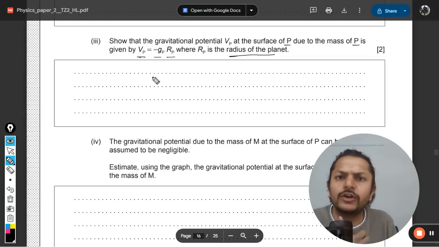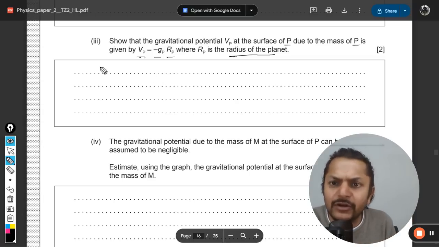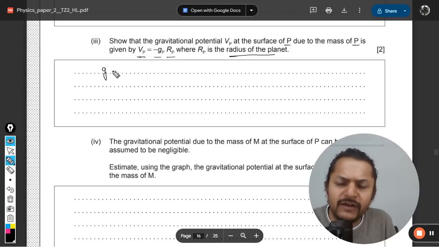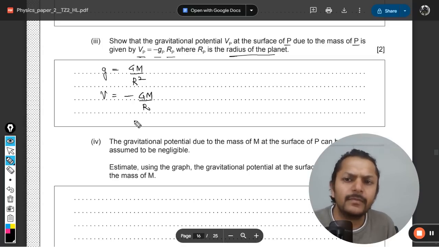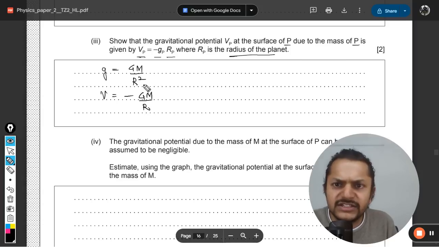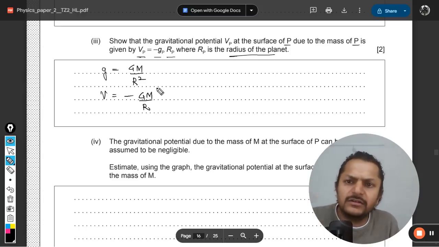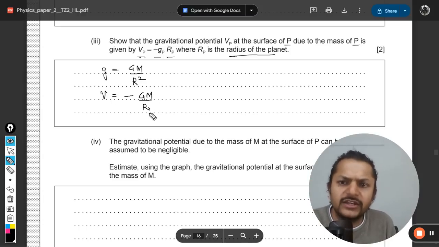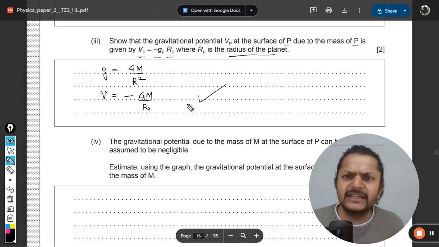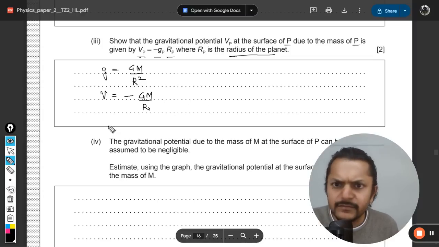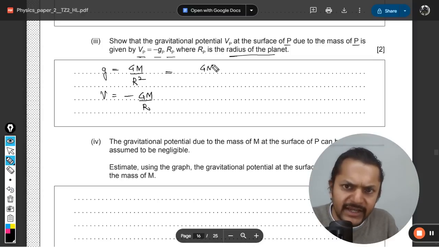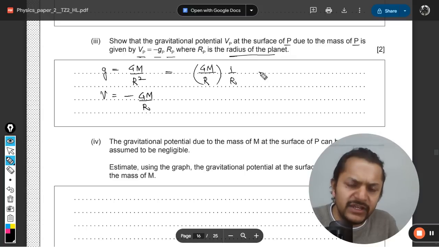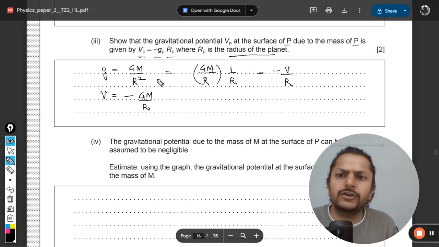But according to me, if we want to bypass the calculus, we will say that the formula for g is GM by R squared, and the formula for potential is negative GM by R. So this GM by Rp, we can clearly substitute the values and we get the answer. You can divide or substitute the value and you get the answer. So very easily we can prove it. Is it okay? This can be written as GM by R into 1 by R. GM by R can be written as minus V. Clearly, V is equal to minus gR.